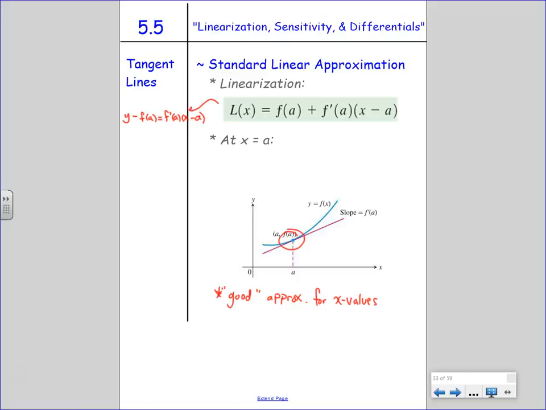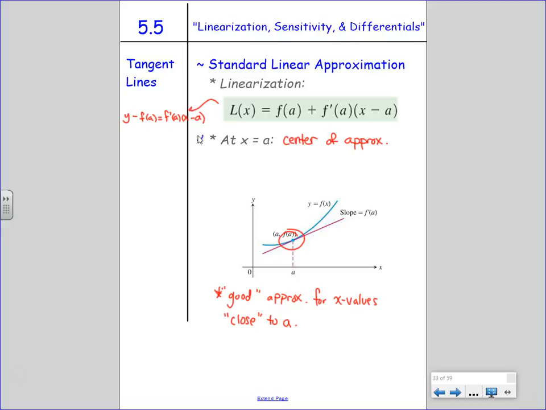So if you zoom in around A, which is why A is called the center of the approximation. Another way of saying it is that it's approximated around x equals A. The center of the approximation is x equals A. So this is a fairly good approximation for x values close, once again in quotation marks, close to A.